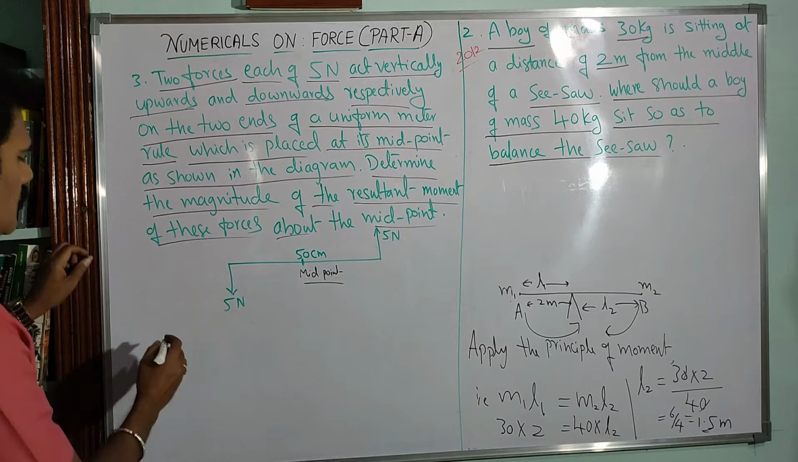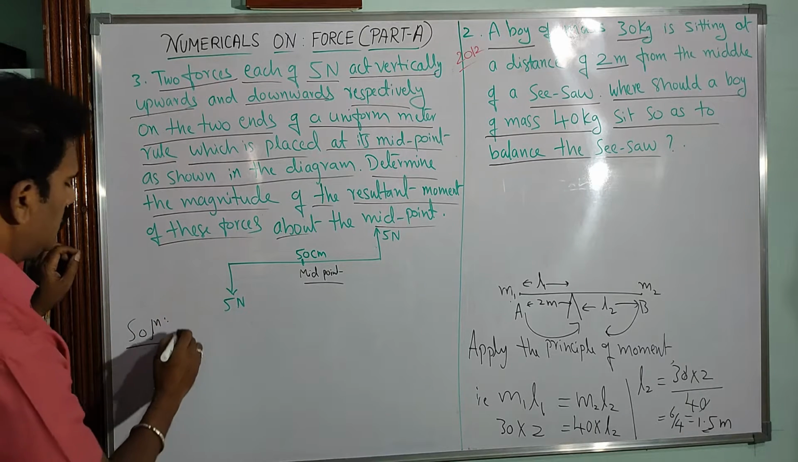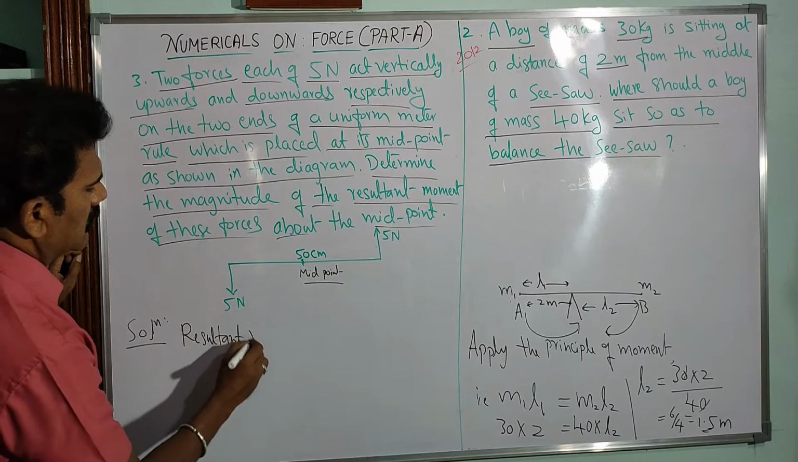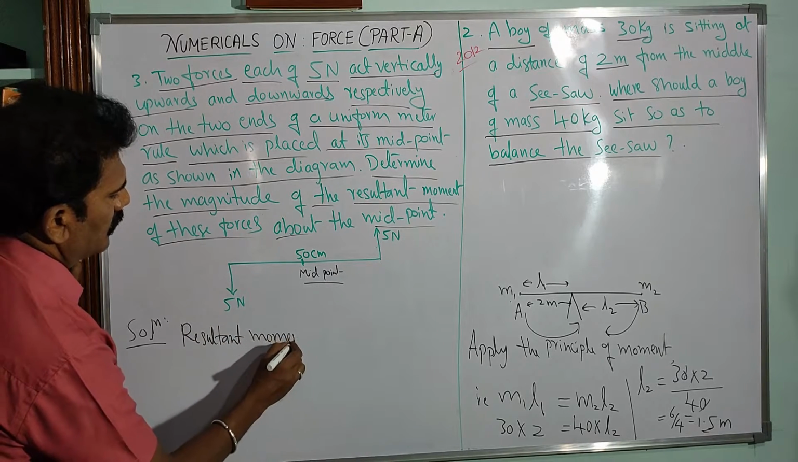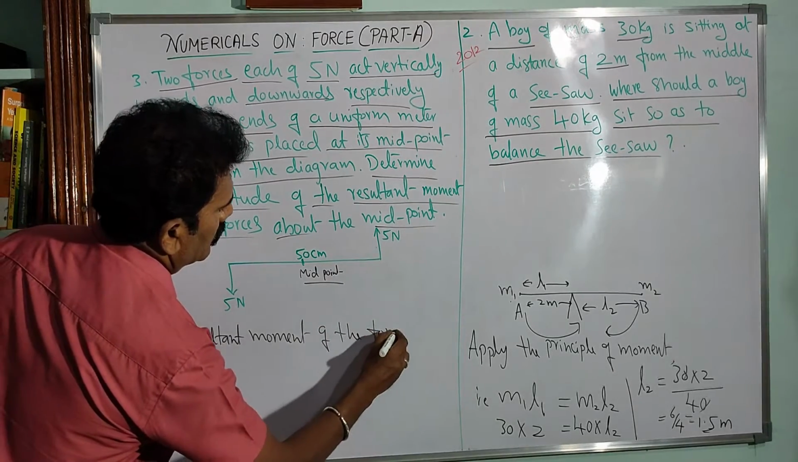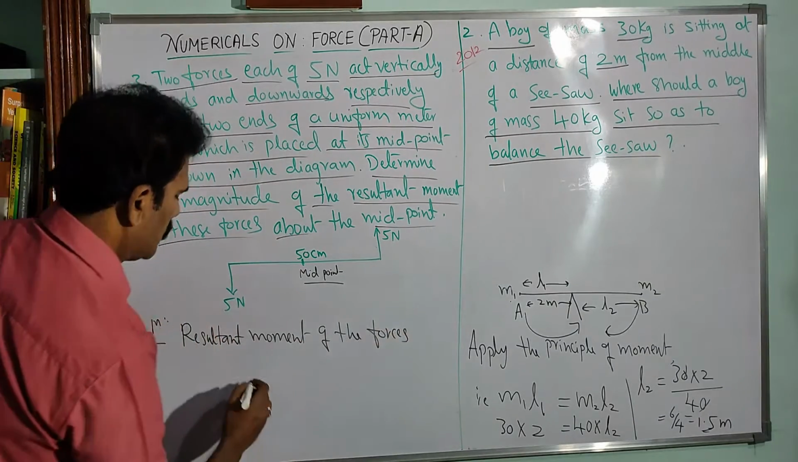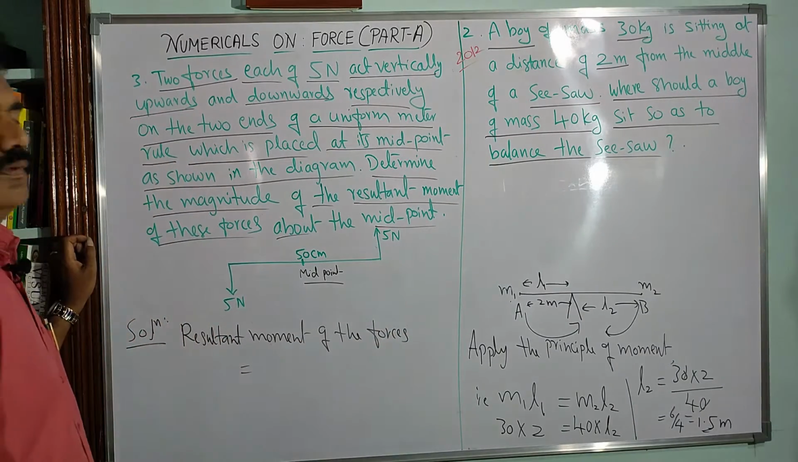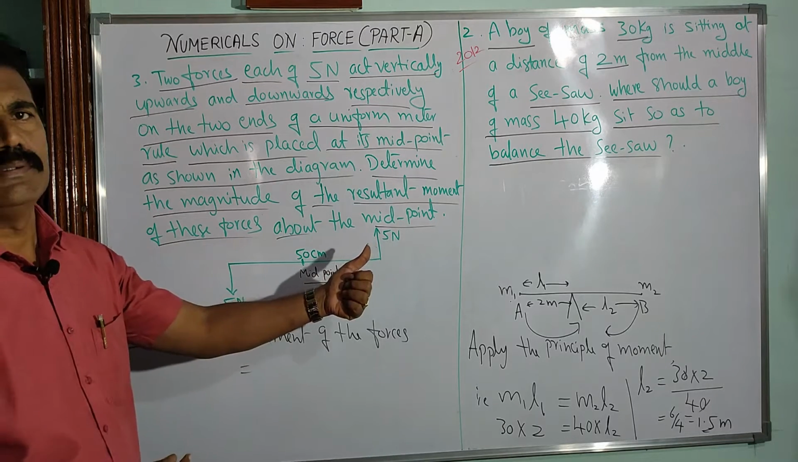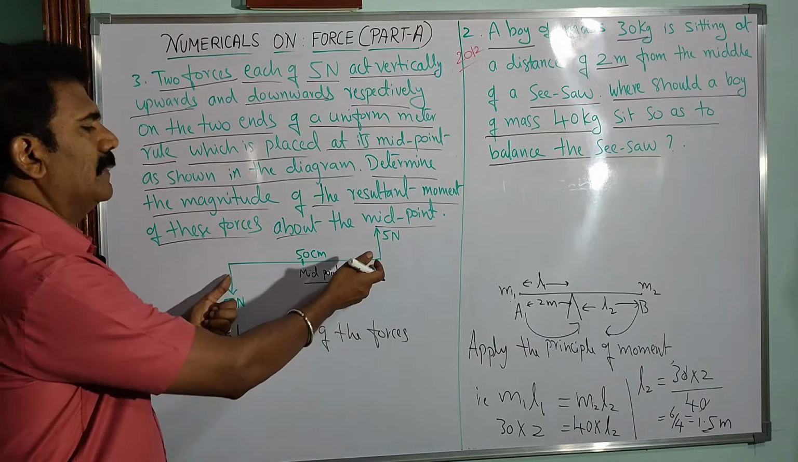Okay, so in the solution part, you have to calculate the resultant moment of the forces, of both the forces you have to consider, isn't it? The resultant moment of both the forces is equal to the algebraic sum of the moments due to each force, that's it. Both the forces are giving turning effect to the meter scale.